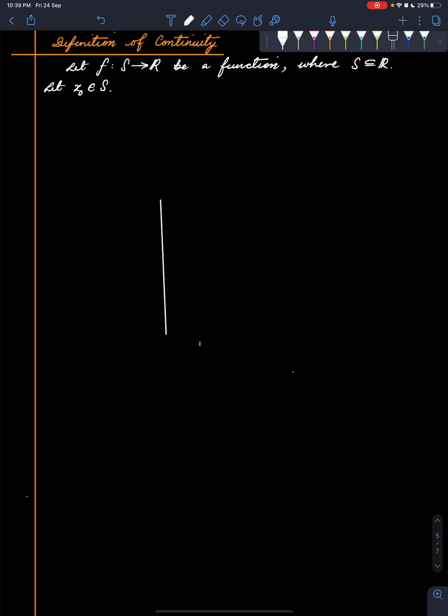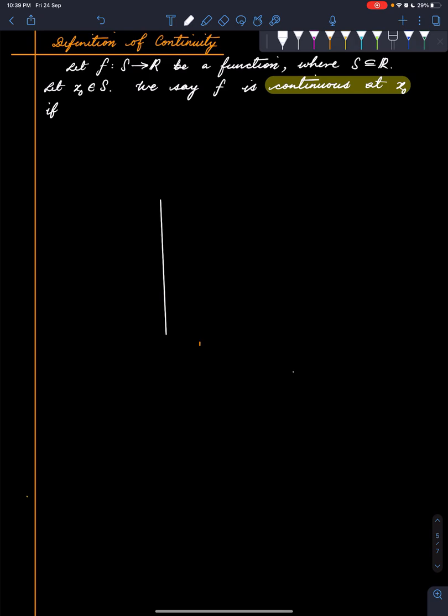Okay, so we have such a function, and let x0 be a point in S. Then we say f is continuous at this given point. Let me highlight that: continuous at x0.